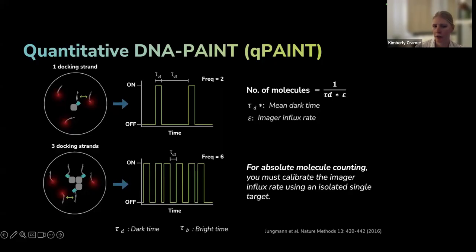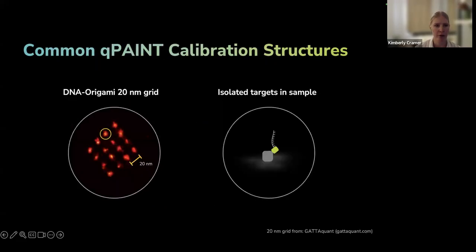But you need to be aware that if you want to do absolute molecular counting, you need to first kind of create a thumbprint of the kinetics of an area containing a specific number of binding sites. So you get these values with a specific number of binding sites, and then you can extrapolate this to different areas of your field of view. And there are typical calibration structures that people use.